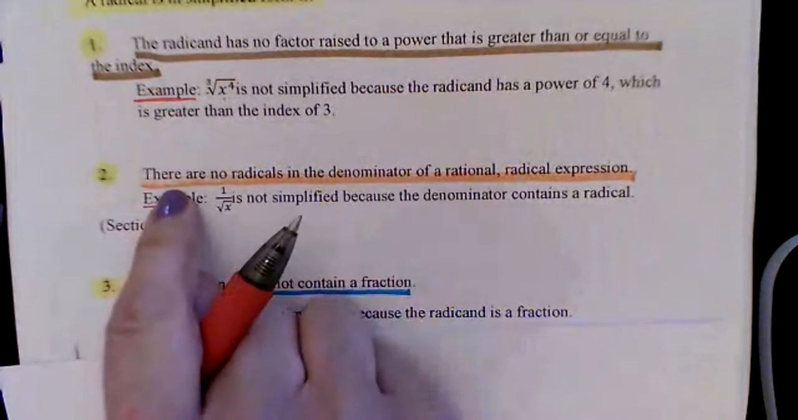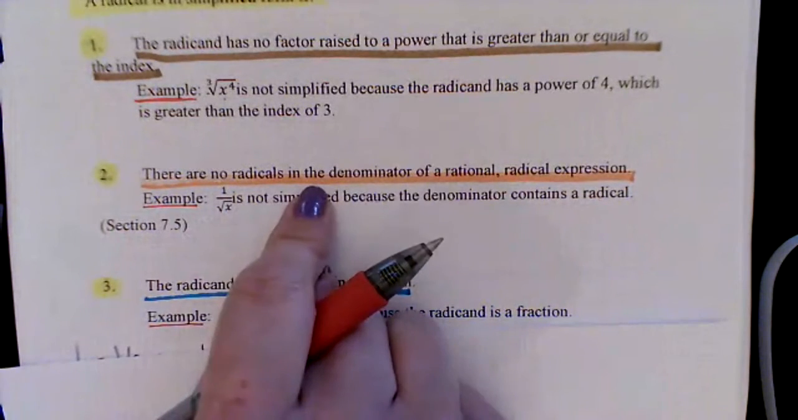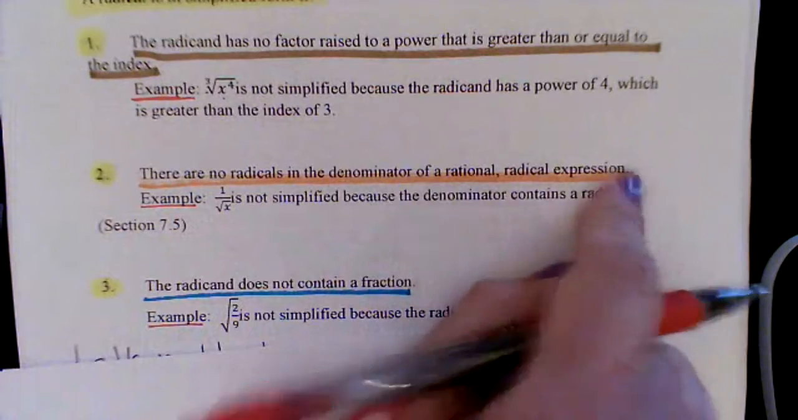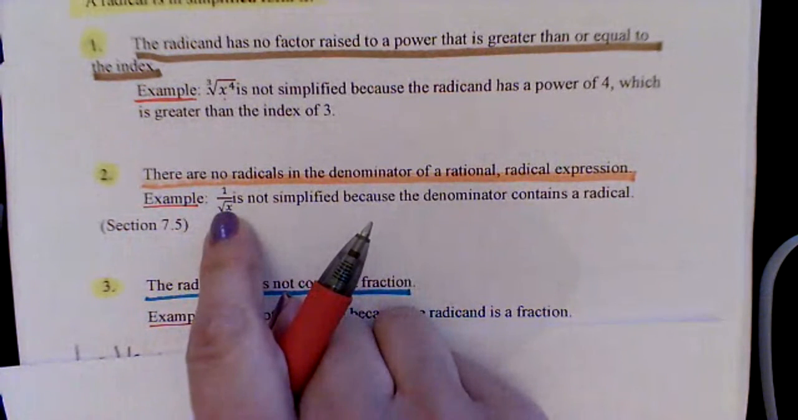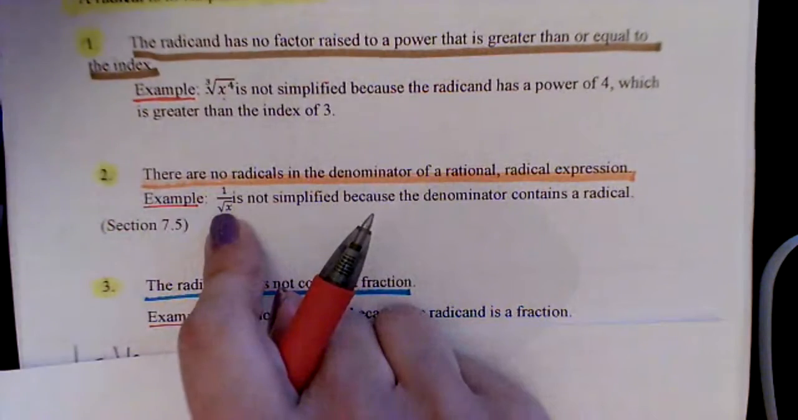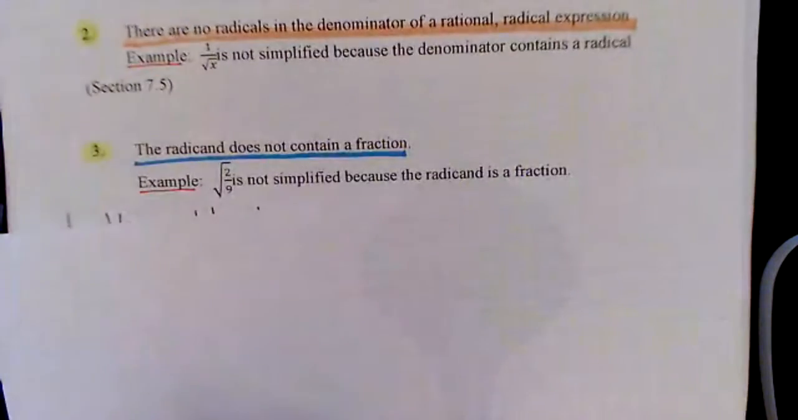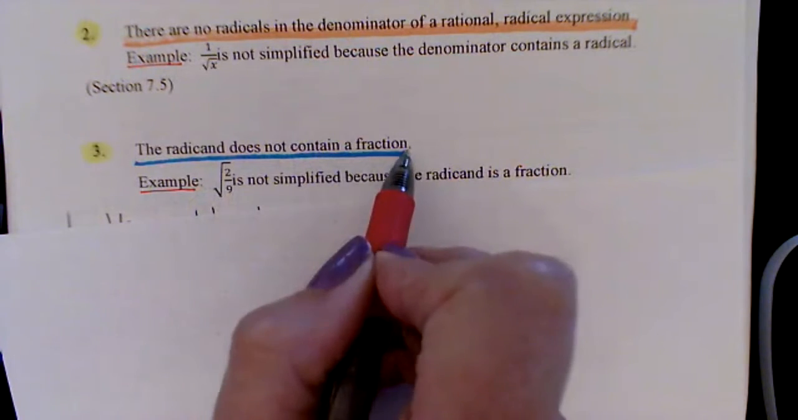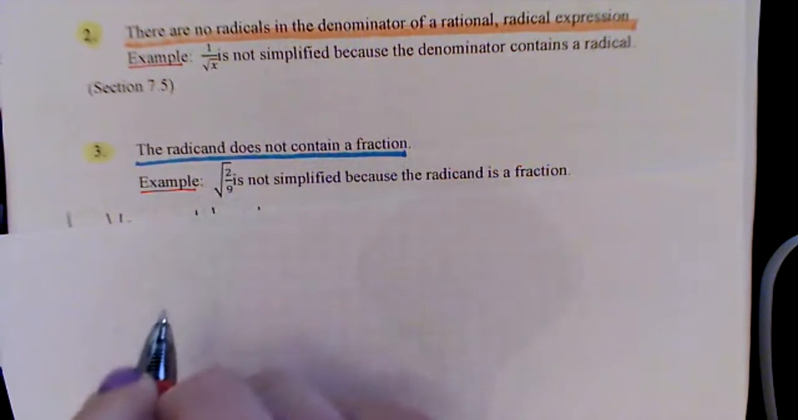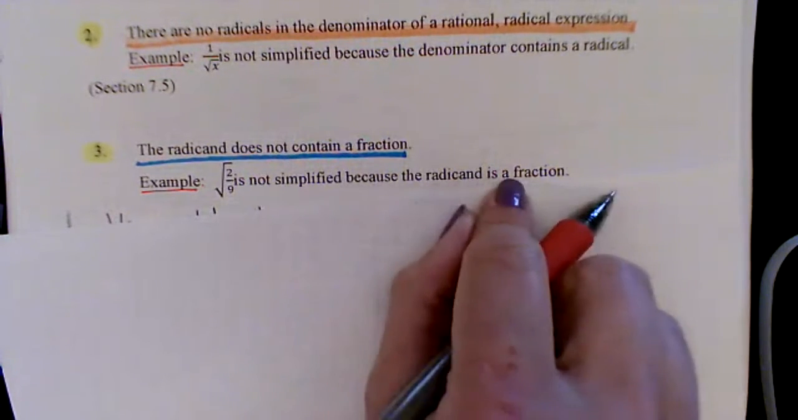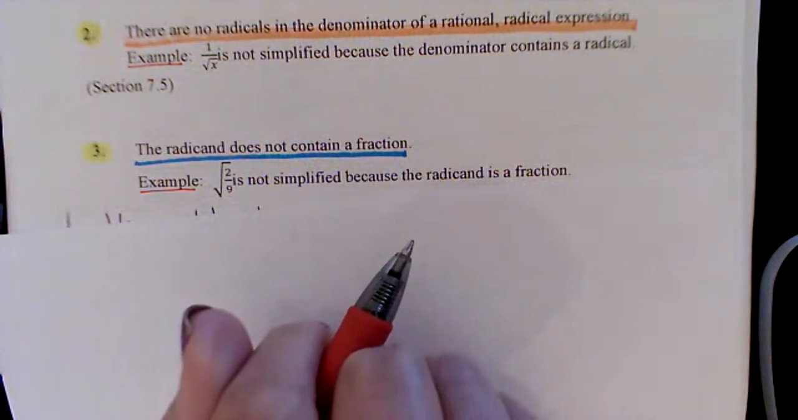Now, second, there are no radicals in the denominator of a rational or radical expression. We have a radical here in the denominator, so it's not simplified. Now, number 3, the radical does not contain a fraction. This one contains a fraction. So it's not simplified because the radical is a fraction.